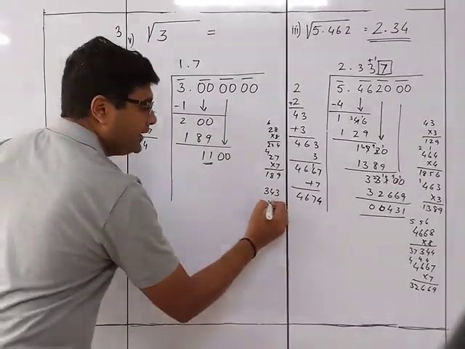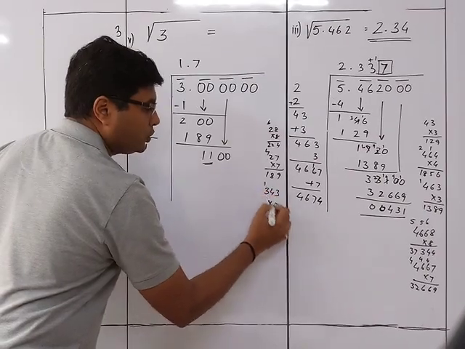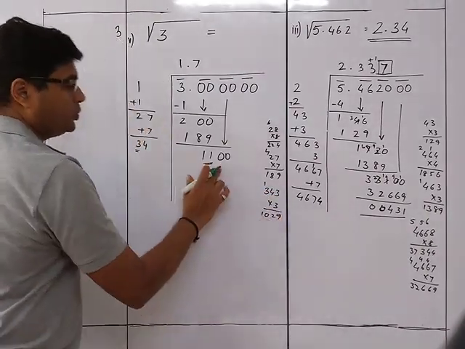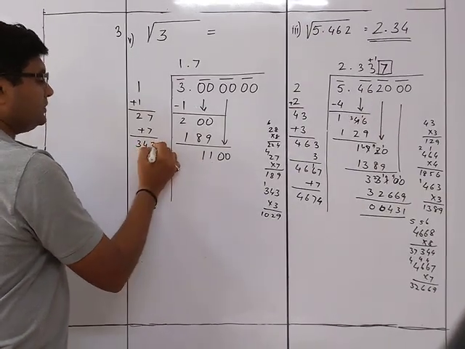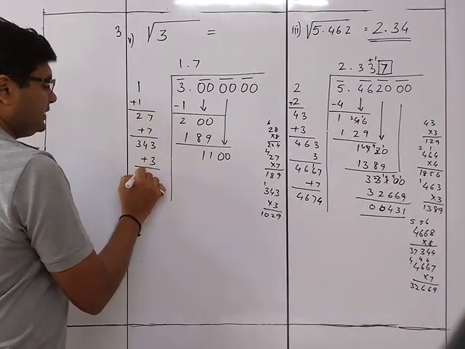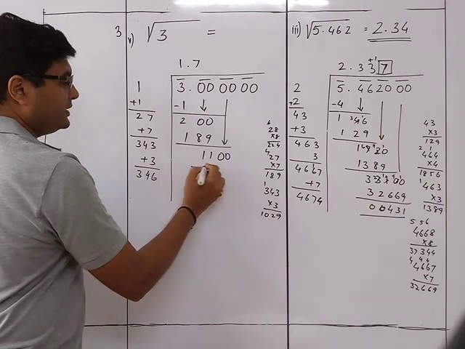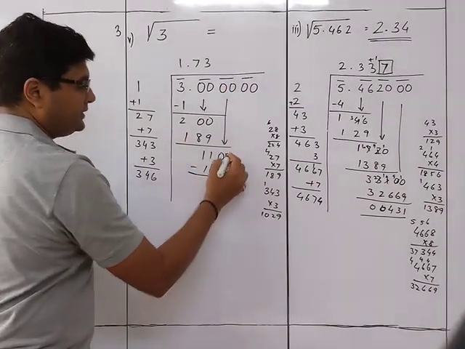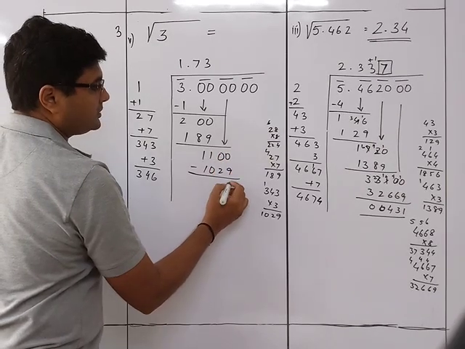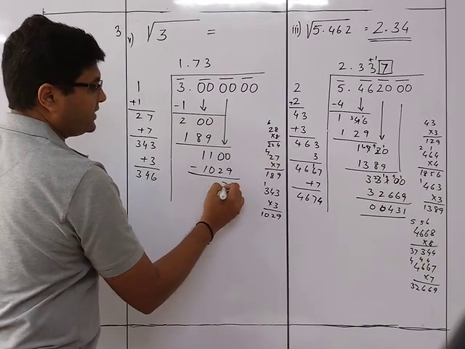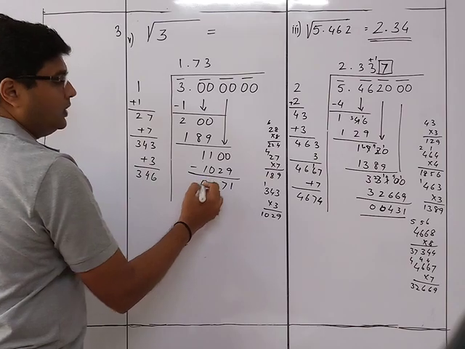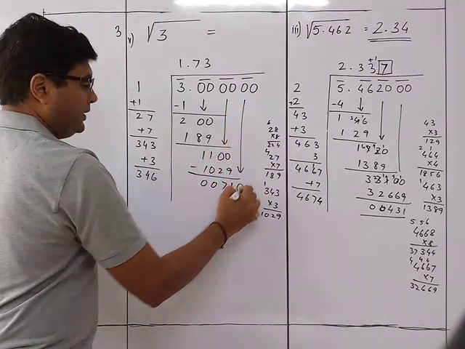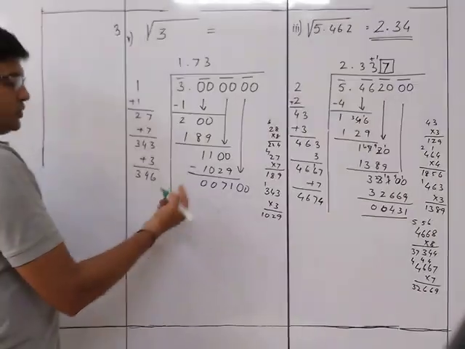So 3 into 3, 3 3s are 9, 12 and 9, 10. So 1029. So yes, it is 3 plus 3, 3 4 6 minus 1029. Now this is 3 and this will be given as 10. So 1, 9 is 7 and 0 and 0. So 0 0 7 1. Now the zeros also come over here. This is 3 and this is 7. So we'll try with 2.